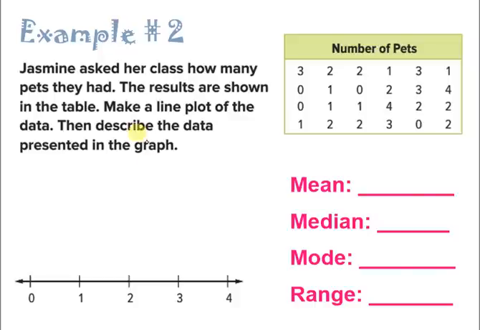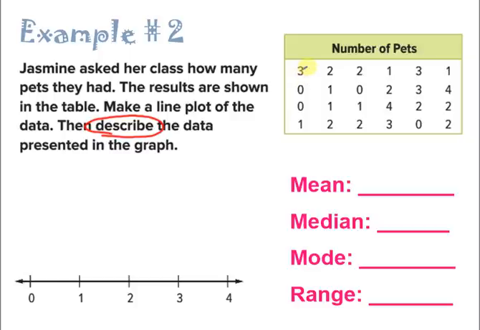So in example 2, we have Jasmine. Jasmine asked her class how many pets they had. The results are shown in the table. Make a line plot of the data, then describe the data presented in the graph. The way that we're going to describe the data is by finding the mean, the median, the mode, and the range. But before we do that, we're going to put the values onto the line plot here.